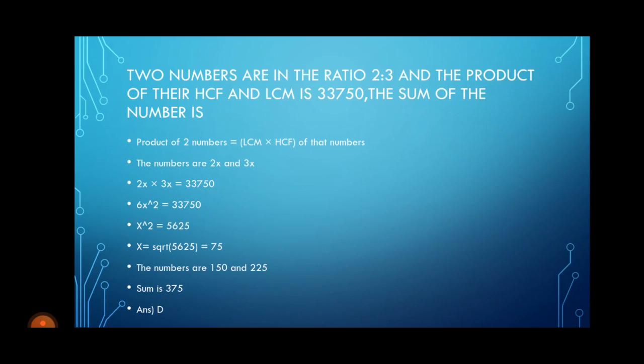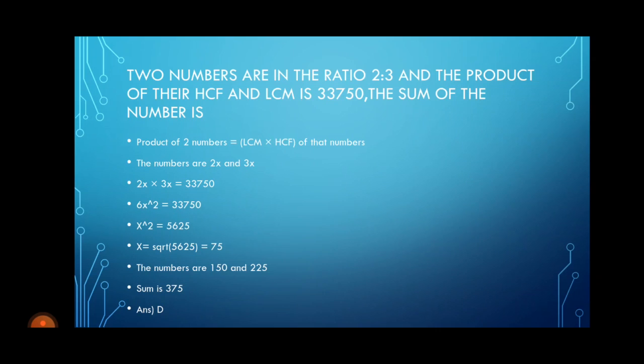Here there is an equation. The product of two numbers is equal to the product of their LCM and HCF. That is, if the numbers are A and B, A into B is equal to LCM of A, B into HCF of A, B. Here the product of HCF and LCM is given and we have to find the numbers.